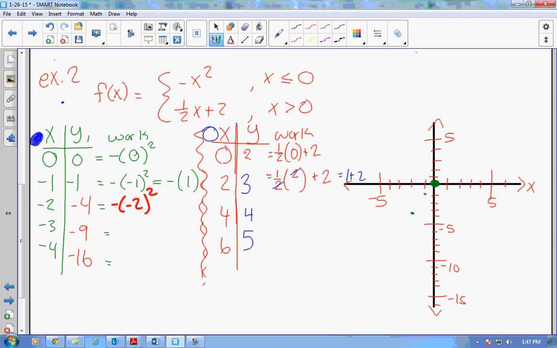-3, -9. You start noticing it drops further, faster. -4, -16. And that's for all x's less than or equal to 0. So we have an endpoint on the right and an arrow going down to the left. Questions on graphing that piece?